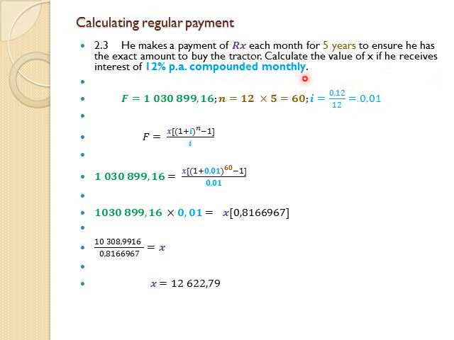So we want X, which is the regular payment, so we use the equation F equals X[(1 + i)^n - 1] over i. We're going to make a regular monthly payment, you see the X each month. If we used a once-off payment, we would have used our normal compound interest equation.